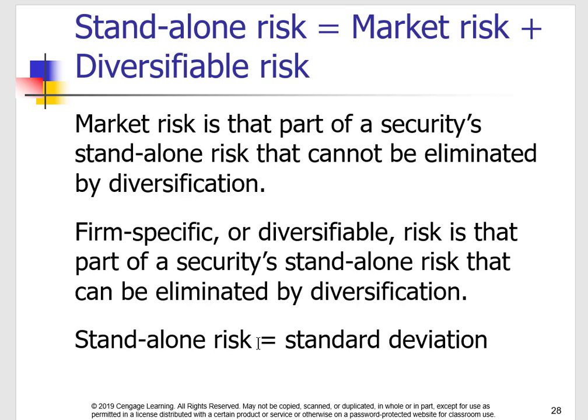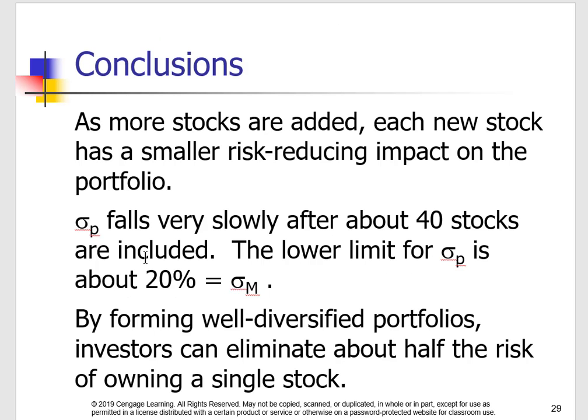So standalone risk, as we remember, is standard deviation. Standard deviation or standalone risk is the combination of market risk and firm-specific risk. But now what we know is as we add things together, firm-specific risk is reduced. Now, for the individual stocks, we're not reducing the risk of individual stocks. We're reducing the risk of the portfolio.